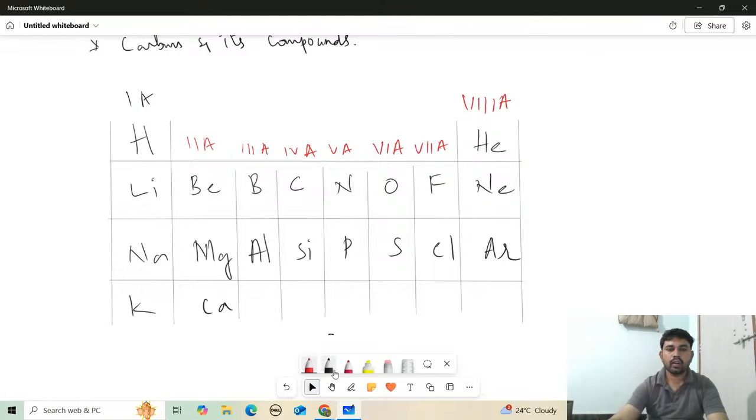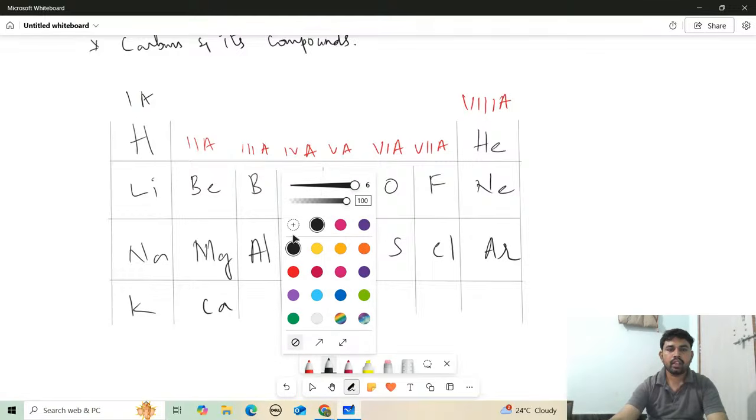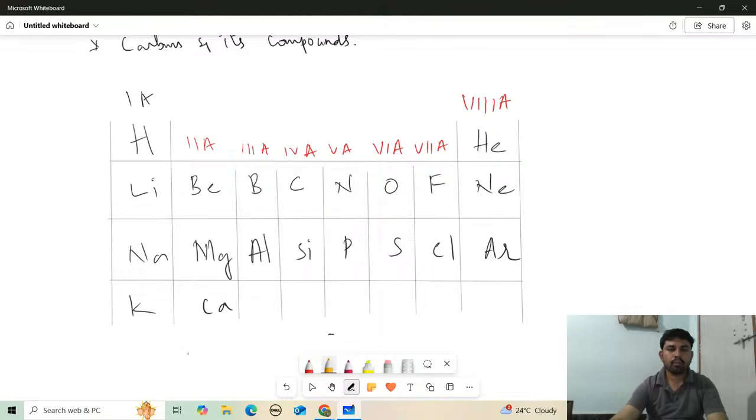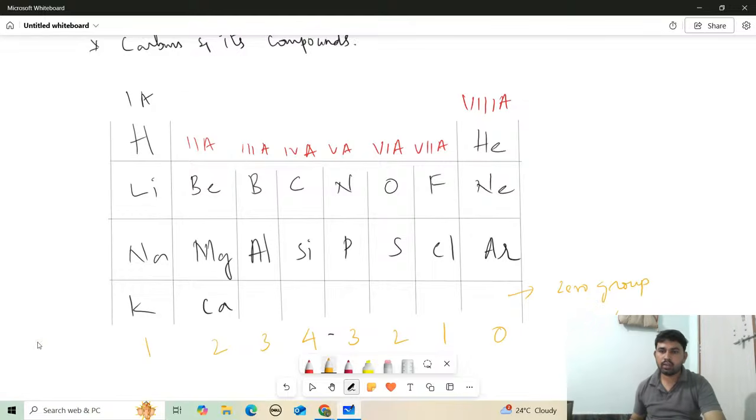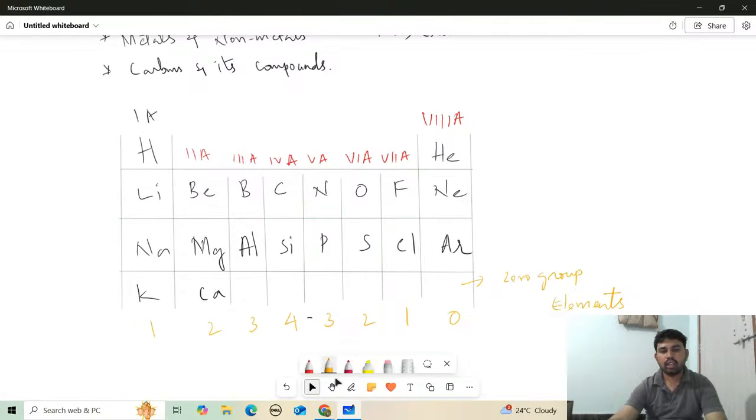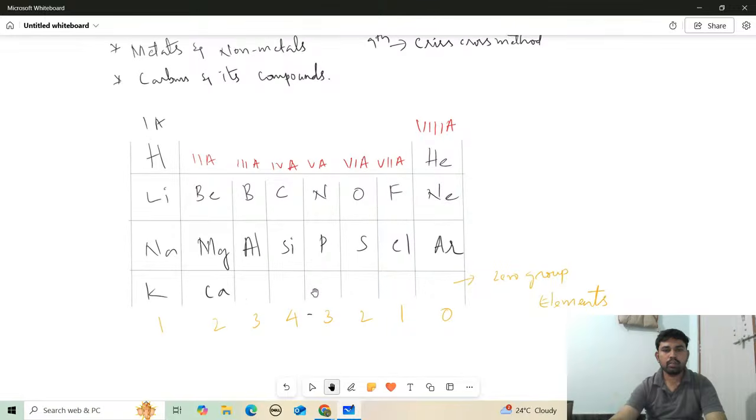Similarly, we take a different color to write the valency. This will be valency 1, and this will be valency 2. This is 4, then again back 3, 2, 1, 0. This group of elements is sometimes called the zero group elements. Noble gases are called zero group elements because their valency is 0. These numbers are valencies. Kindly remember, don't forget these numbers.